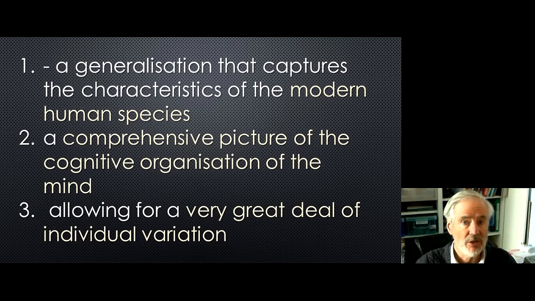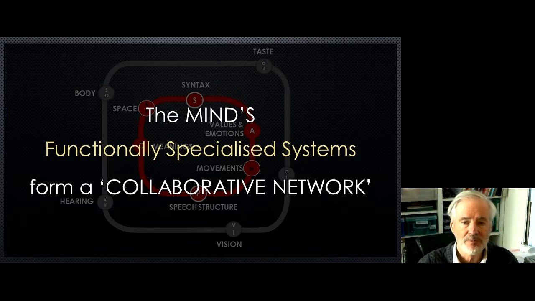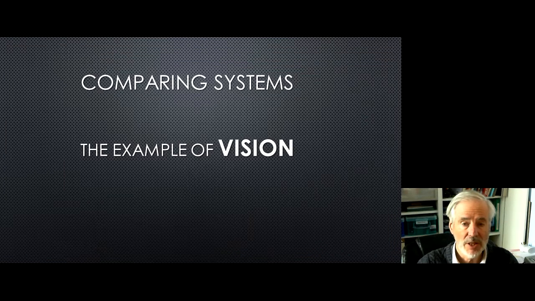It would allow for a very great deal of individual variation. Like brains, minds are not the same. Every individual has a different one. And it will specify the general architecture of the mind, which will require elaboration. So the MCF, the Modular Cognition Framework, sees the mind as a network, a collaborative network with functionally specialized systems. That is a description that might also work very nicely for the brain as well.